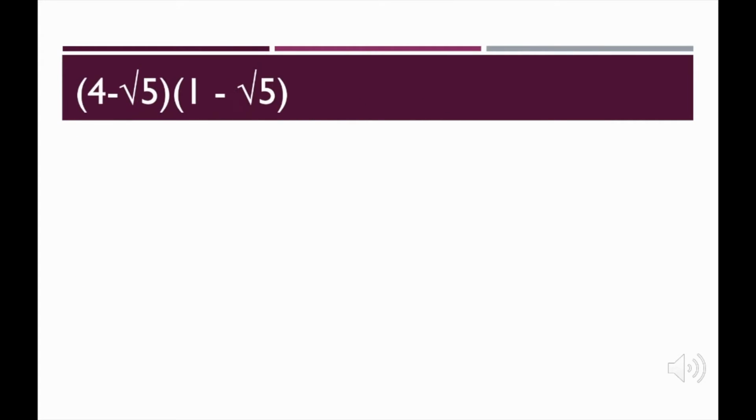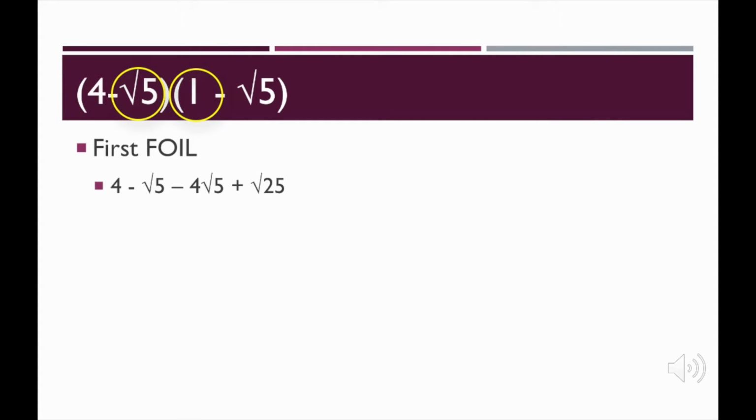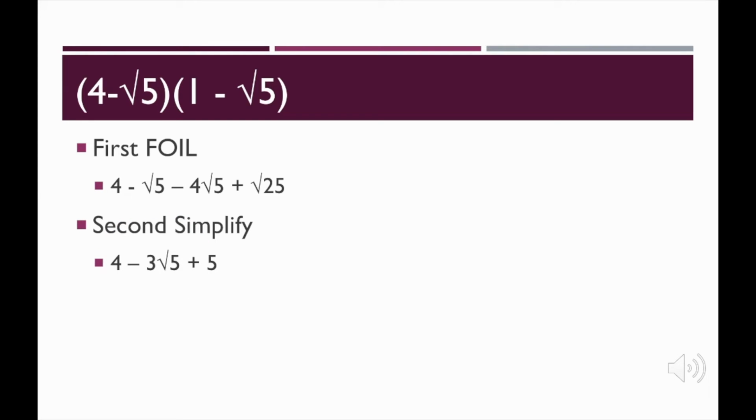You try this next one on your own. 4 minus the square root of 5 times 1 minus the square root of 5. Pause the video and take a minute and try it. First, FOIL the things together. So you get 4 times 1, which is 4. Negative square root of 5 times 1 is negative square root of 5. 4 times the negative square root of 5 is negative 4 times the square root of 5. And the square root of 5 times the square root of 5 is the square root of 25. The next thing we need to do is to simplify. So we have 4 minus 5 times the square root of 5 plus 5. Well, 4 plus 5 is 9, and so we're left with 9 minus 5 times the square root of 5.